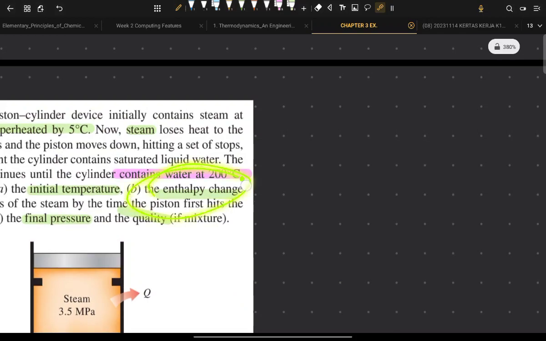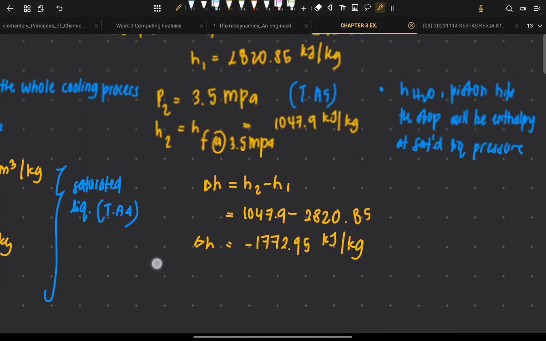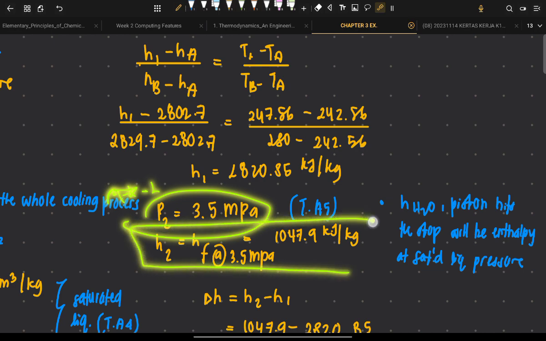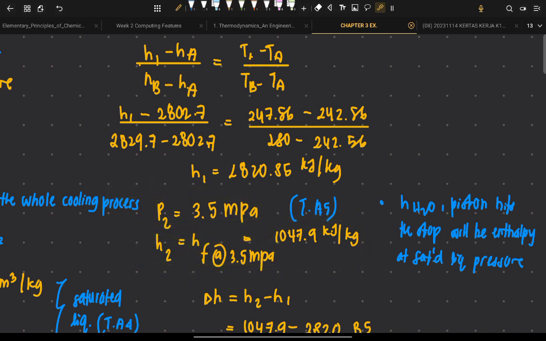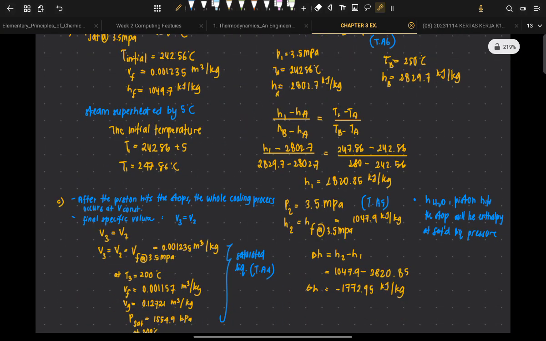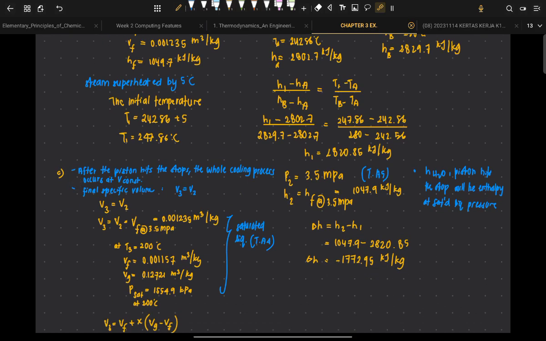Okay, and then next, the question asks for the enthalpy change, so we need to find delta H. So here, since P1 equals P2, you can find H2 equals hf at 3.5 megapascal, which is 1047.9, which you can find at table A5, the saturated table. So you can get the answer, which is negative 1772.95 kilojoule per kg. Okay, this is your answer for B.